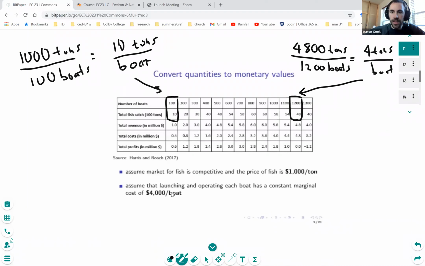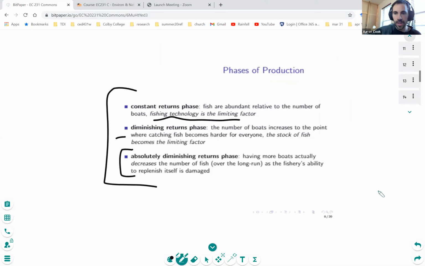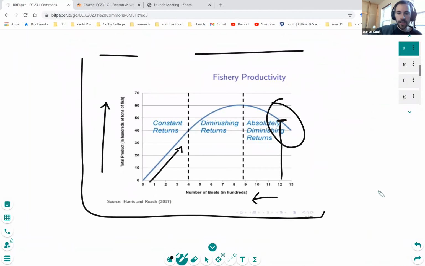So let's put some monetary values on this, and we can combine that with some monetary values of the costs, and we can start to evaluate the situation from an economic point of view. So this first row is the number of boats. That was the x-axis of the previous graph. The total catch is in the second row. That was the y-axis of that previous graph. So these numbers in the first two rows are just simply this graph here.